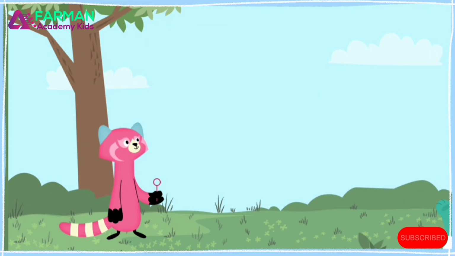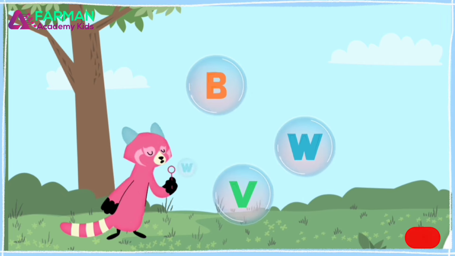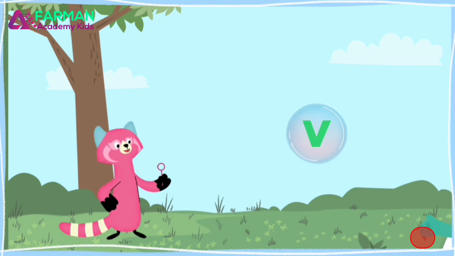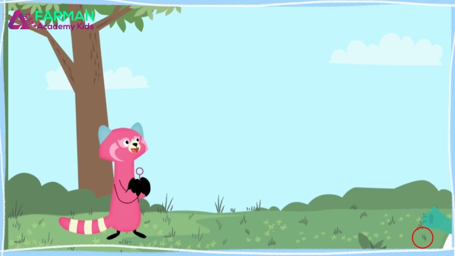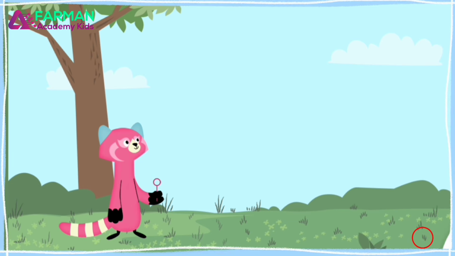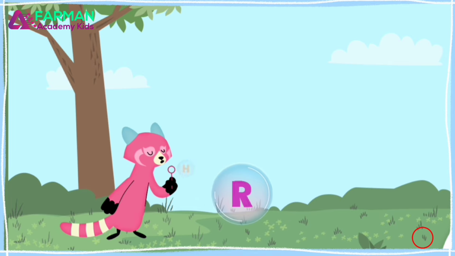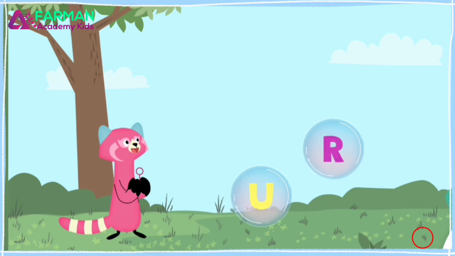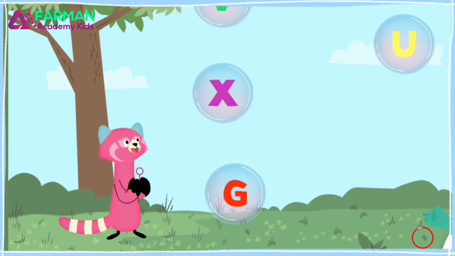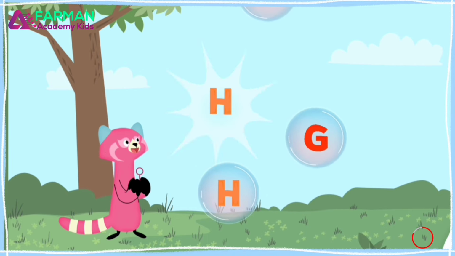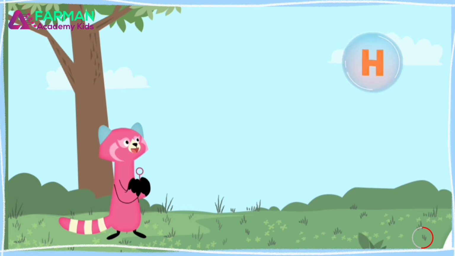Pop all the bubbles with the letter W. B. Oops. That's not the letter W. Pop all the bubbles with the letter W. Great! You popped the bubbles with the letter W. Pop all the bubbles with the letter H. H. Great! You popped the bubbles with the letter H.